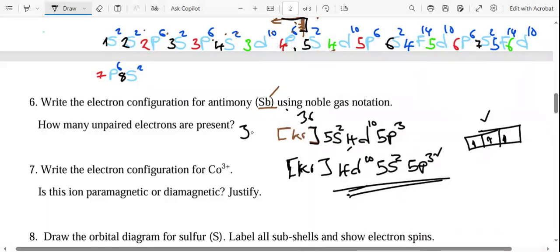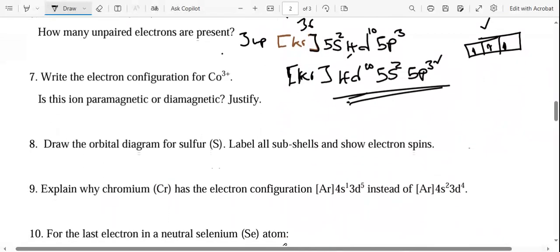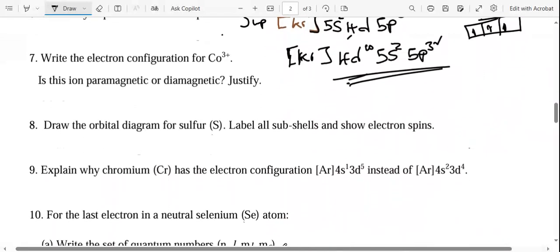So 3 unpaired electrons. Now, like the electron configuration of cobalt 3 plus, I'll be very fast. Now you just remove 3 electrons, okay? You remove specifically the 2 from any s which is available there. The electrons should be gotten from the s orbital which is available.